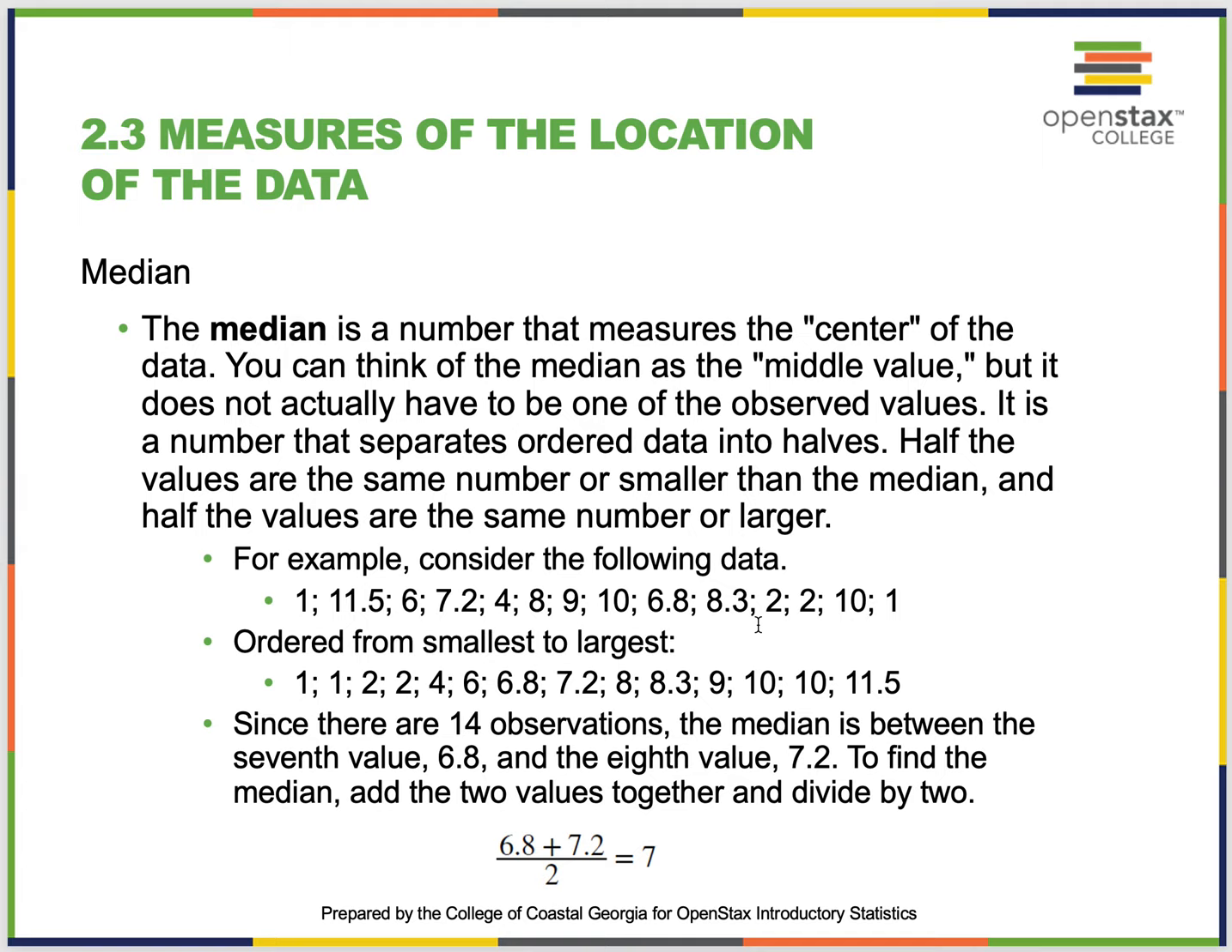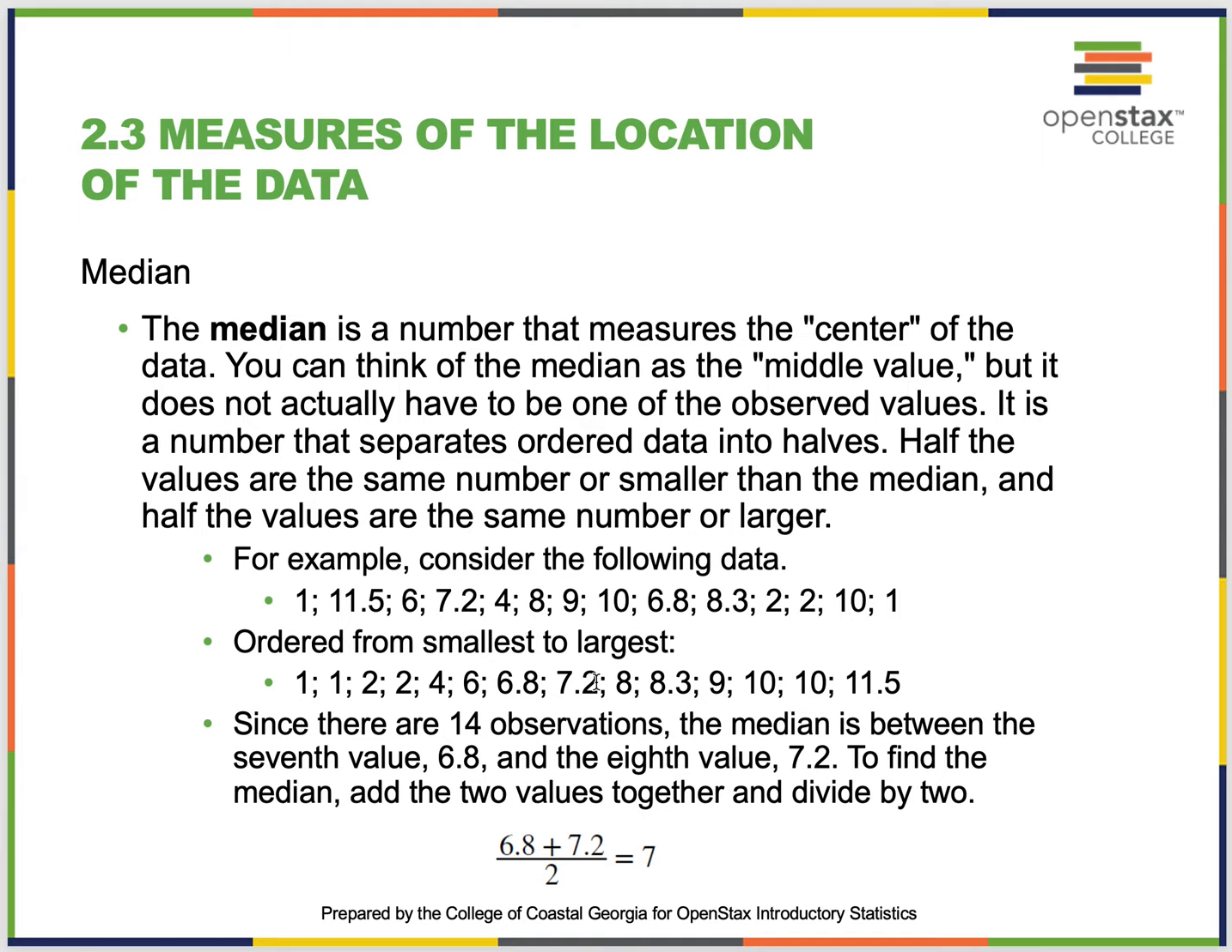in Excel. You order it from smallest to largest. So they've taken the raw data and rank ordered it. So you have 1, 1, 2, 2, 4, 6, 6, 8, et cetera, all the way up to 11.5. Well, there's 14 observations. The middle point, you think, is 7, right? You divide 14 by 2. 1, 2, 3, 4, 5, 6, 7: 6.8. If you count from the other side, 1, 2, 3, 4, 5, 6, 7: 7.2.